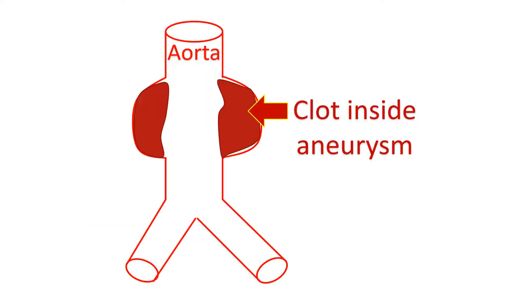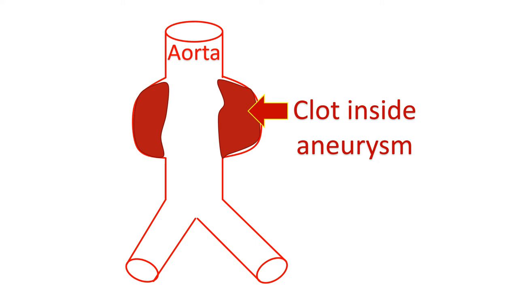Aortic aneurysm can produce local symptoms depending on the location due to compression of nearby structures. Important sites for the aneurysm are just beyond the aortic valve, in the chest and in the tummy.